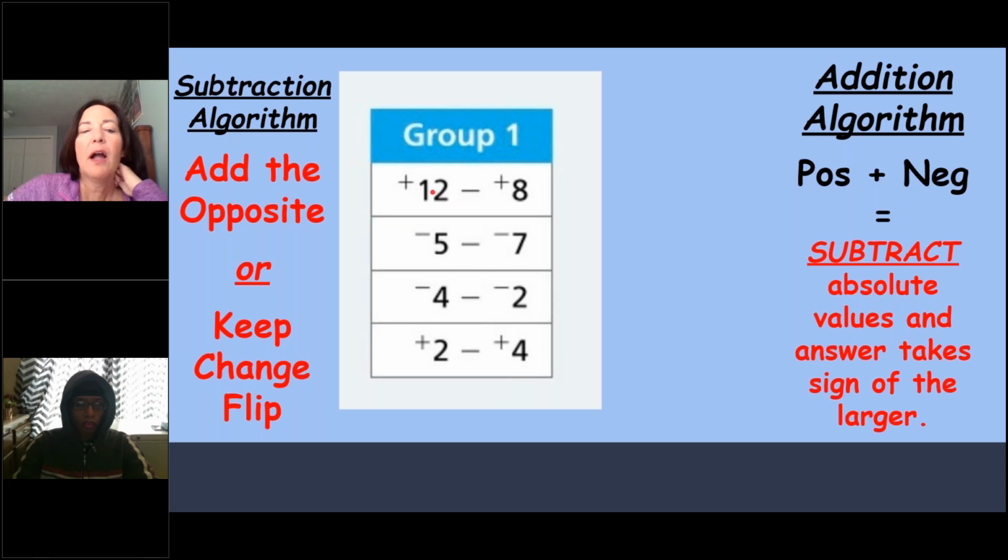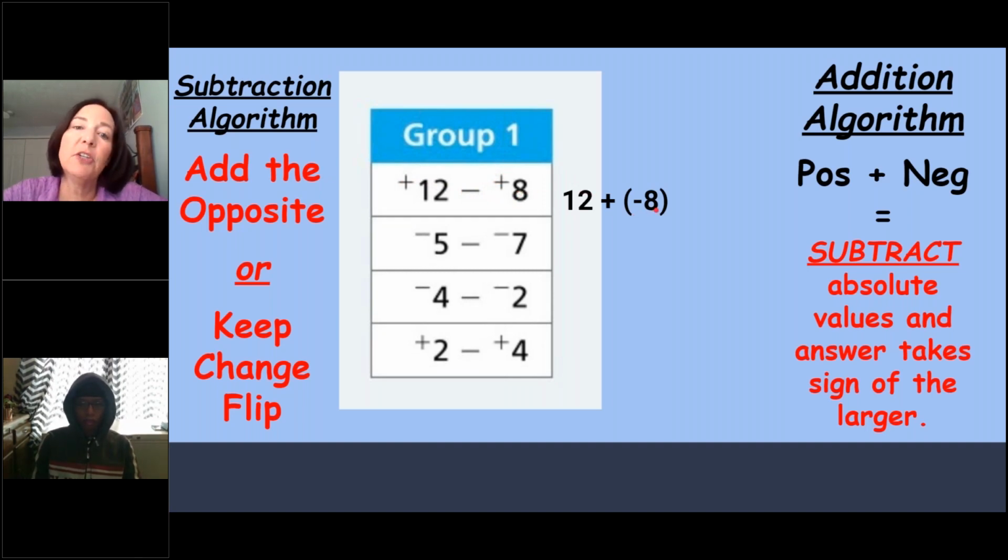So instead of 12 minus a +8, we need to rewrite that problem as 12 plus a -8. So we turned subtraction into addition, and we did the opposite of a +8, which is -8. So now, Lana, can you answer that question? 12 plus -8. Use our addition algorithm. Signs are different. It's a -20.